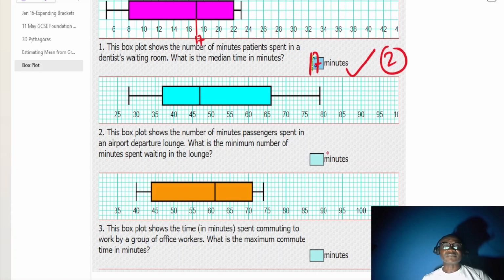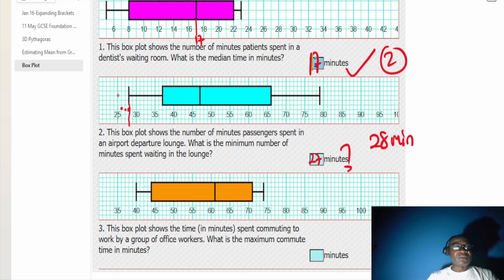What did you get? 27 minutes. They ask, what is the minimum number? So the minimum number is here. Let's evaluate it. Here is 25, 26, 27, 28. So 27 is not correct. The right answer is 28, because 25 is the bold line, then 26, 27, 28. So the minimum is 28. Is that okay? Yeah. All right. How many marks is each question? Each one is 2 marks.